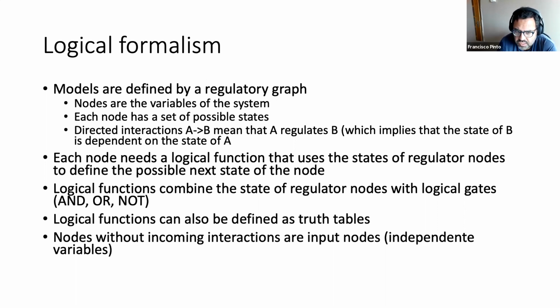And of course, normally in these models, there are some nodes that don't have incoming interactions. We call those nodes input nodes because they are independent variables. So normally they function as an input to the system. The value of the input nodes, the one that you give them in the initial state of the simulation, is going to be the state for all the remaining simulation because they are not regulated. So they represent the environment where we are performing the simulations.